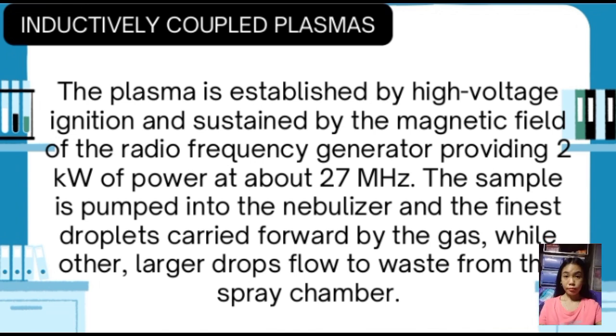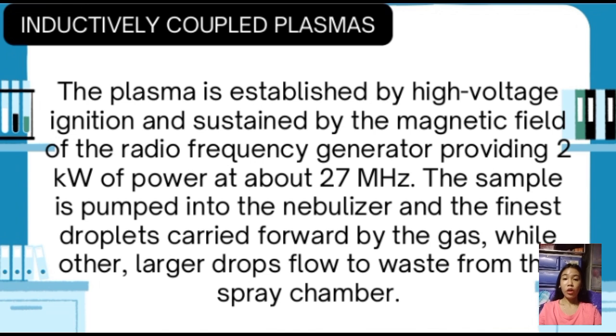The initiation of plasma occurs through a high-voltage ignition process, and it is sustained by a radiofrequency generator which typically provides 2 kilowatts of power at around 27 megahertz. This combination of electrical energy and the magnetic field is critical for maintaining the high temperatures required for the operation of the inductively coupled plasma.